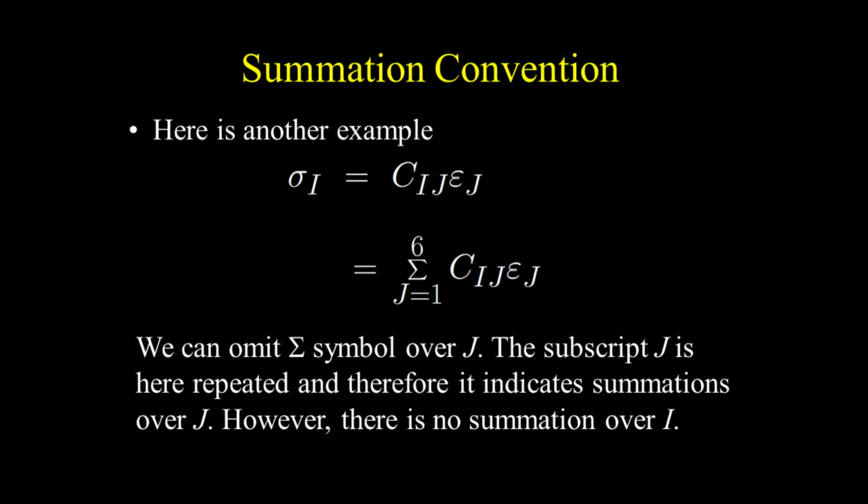Here is another example. We omitted the sum symbol over j. The subscript j is repeated here, and therefore it indicates summation over j. However, there is no summation over i. Remember that an uppercase Latin subscript here takes the value from 1 to 6, whereas a lowercase Latin subscript takes the values from 1 to 3.